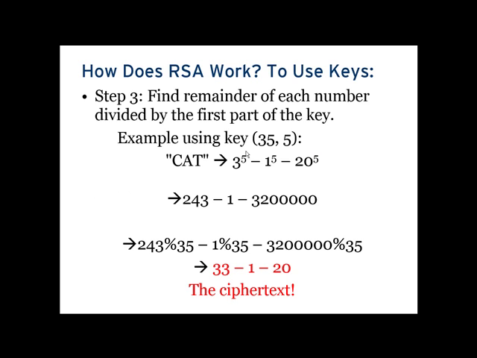Next, we need to find the remainder of each of those numbers divided by the first part of the key. So we take each of those numbers, 243, and we divide 35 into it, and we get a modulus of 33. 1 modulus 35 gives us a 1. 3,200,000 modulus 35 gives us a remainder of 20. This is our ciphertext. This is the message we're sending over the internet. We're sending 33, 1, 20, and the person on the other end is going to decrypt that, and they're going to get cat out of that.